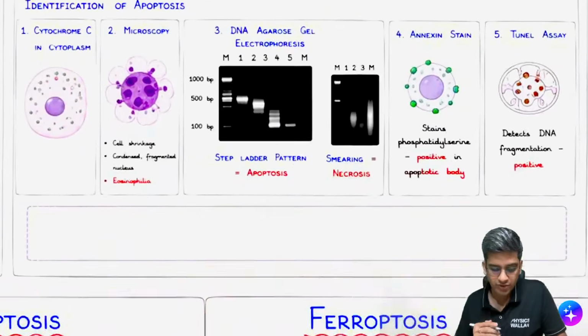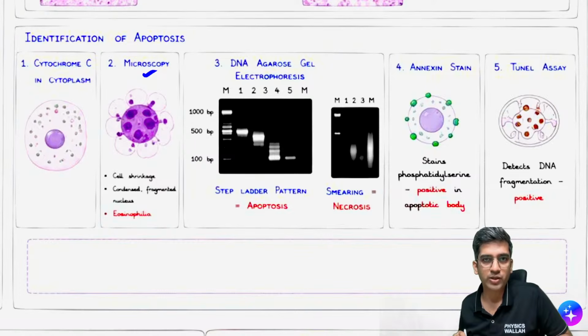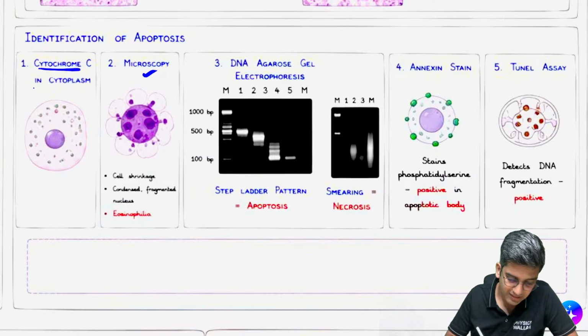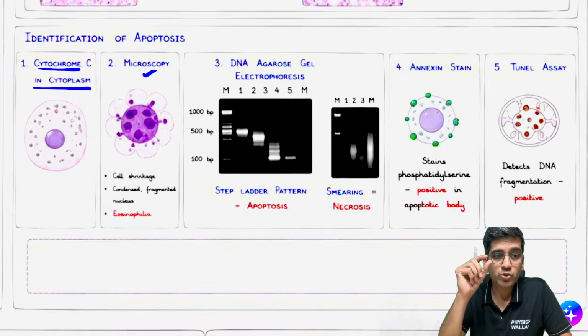How do I identify apoptosis? One, microscopy. A shrunken cell, I'll have a nucleus, or without a nucleus, the apoptotic body. Second, cytochrome C in the cytoplasm, not in the mitochondria. Mitochondria is normal. If the amount of cytochrome C increases in the cytoplasm, I'll definitely say it's apoptosis.